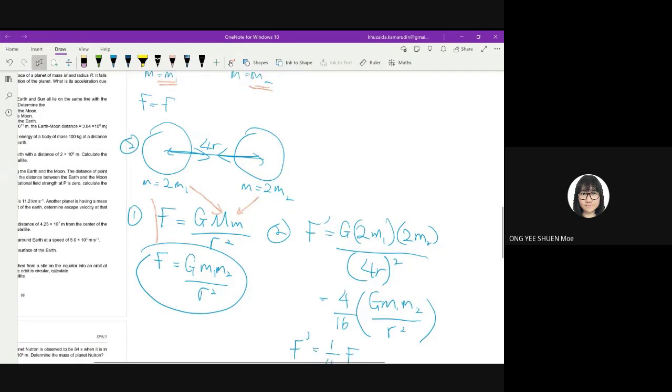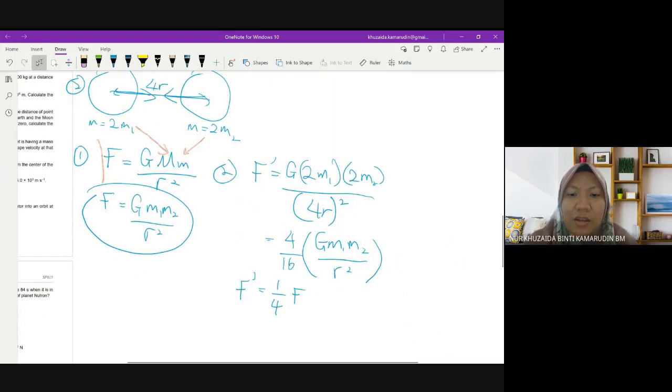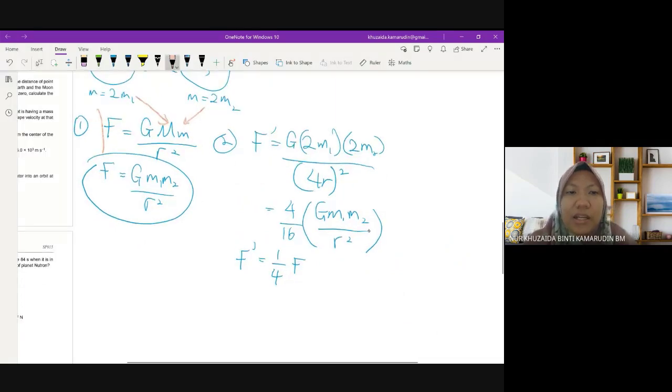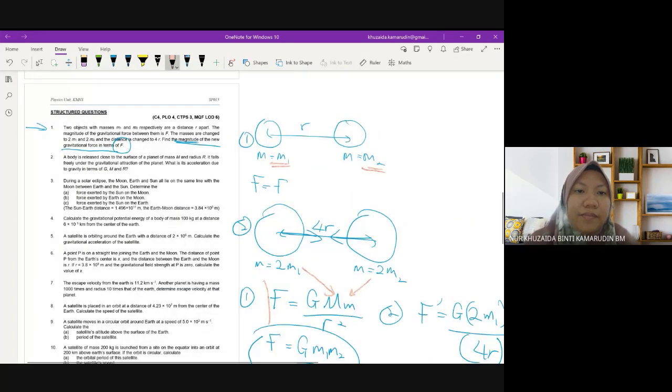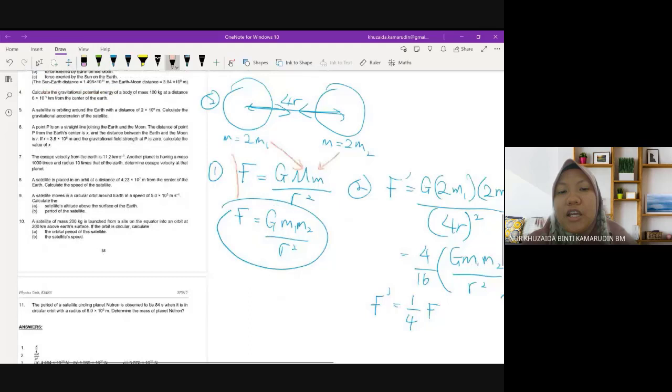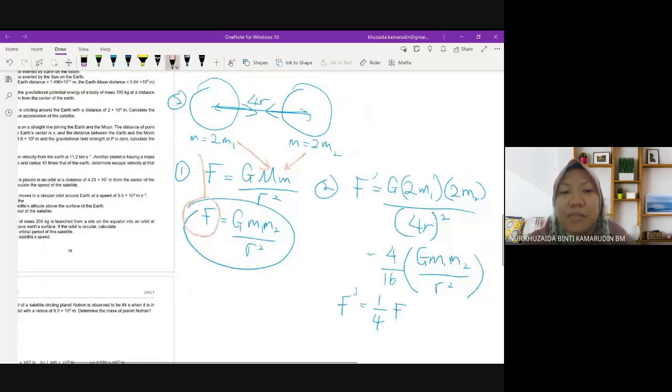F then equal to 1/4F. Okay, sebab soalan dia minta, kita baca balik soalan. Soalan dia, find the magnitude of the new gravitational force in term of F. Okay, dia minta dalam simbol F. So the first one kita cari dulu, F ni sama dengan apa? So kita dapat equation G M1 M2 over R square.